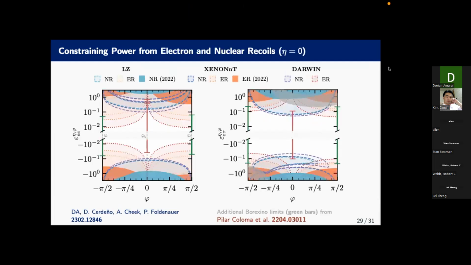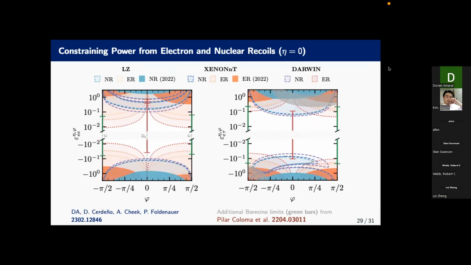Money plot the second is the electron recoil plus nuclear recoil. So this is using the same experiments, but now let's look at electron recoils and nuclear recoils separately. So here, plus or minus pi over 2. Let me get the colors first. We always have red as Darwin here, and then we have XENONnT, and then we have LZ.